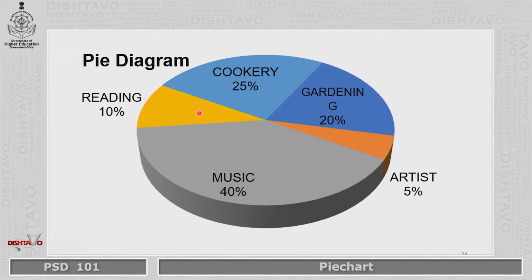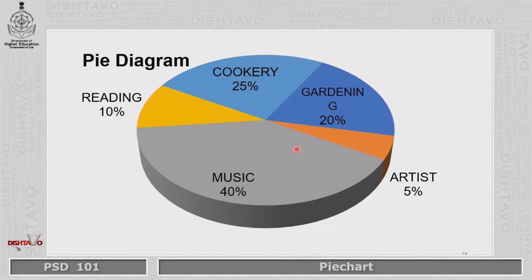Once you do that, you will get a picture like this. This is a circle and these are the angles which represent hobbies along with the percentage of students who are having these hobbies.